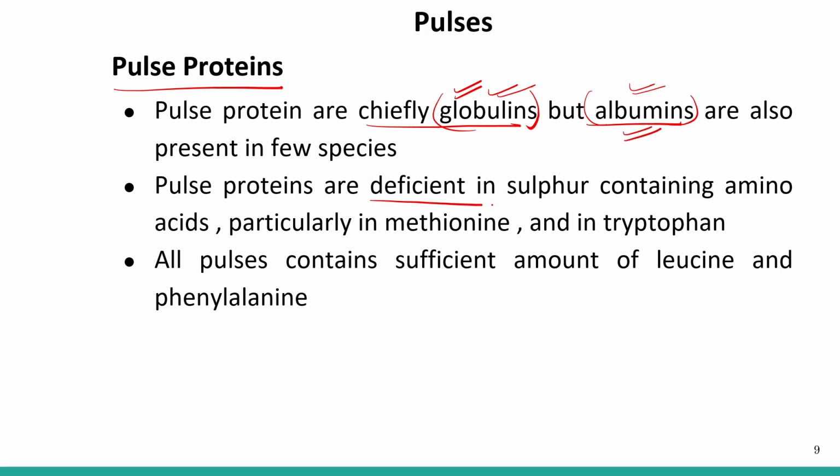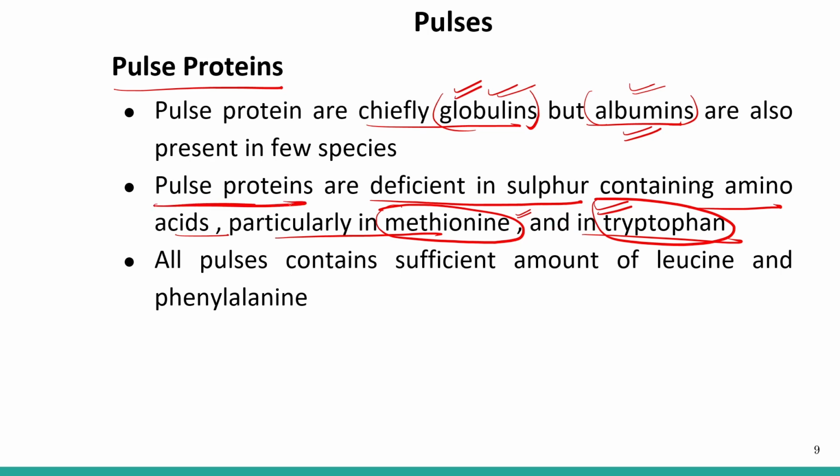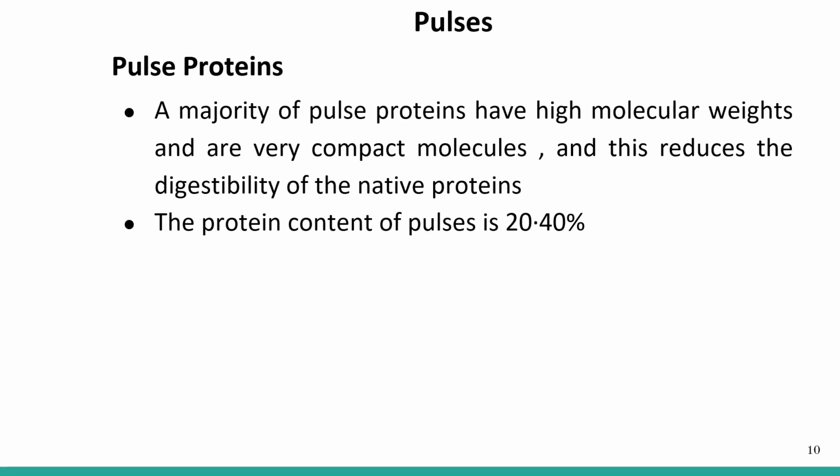Pulse proteins are deficient in sulfur-containing amino acids, particularly methionine and tryptophan. So these, as you know, are the two sulfur-containing amino acids, that is methionine and tryptophan. So the pulse proteins are deficient in these sulfur-containing amino acids. All pulses contain a sufficient amount of leucine and phenylalanine. So these two types of amino acids are present in basically all the types of proteins.